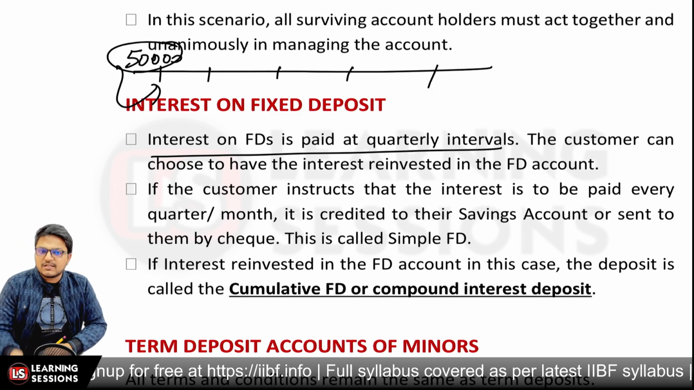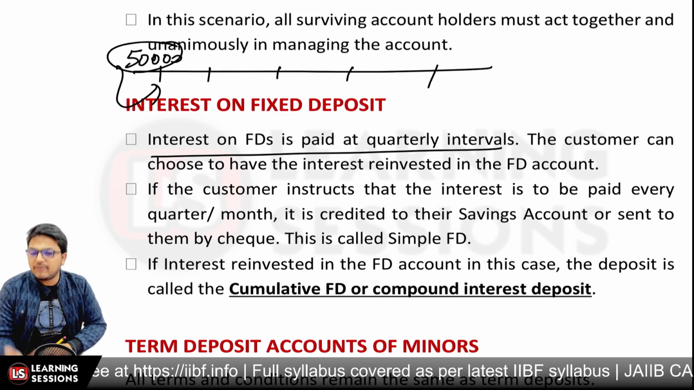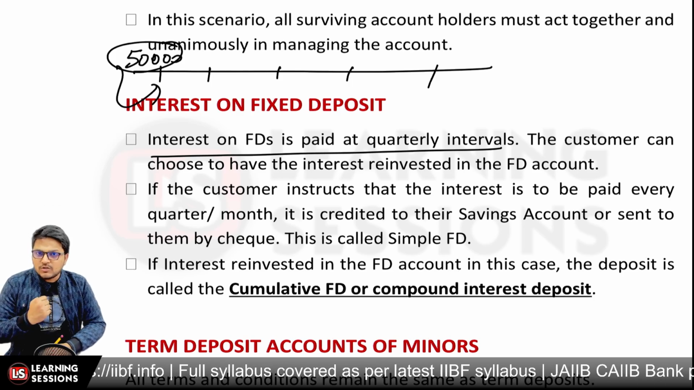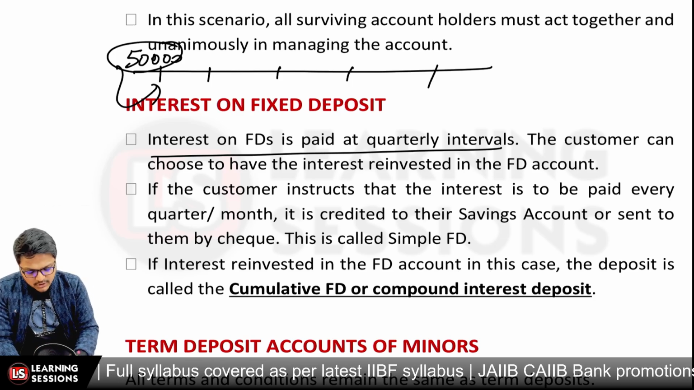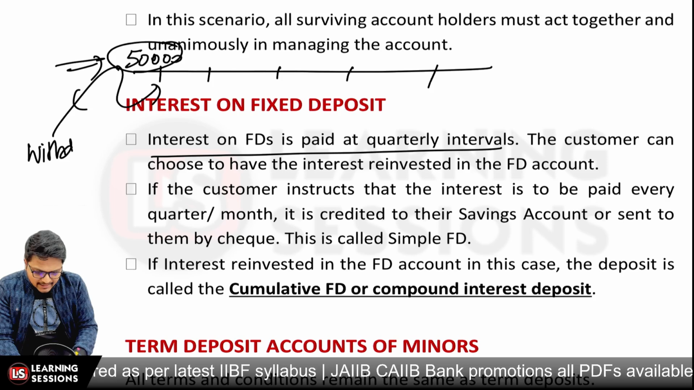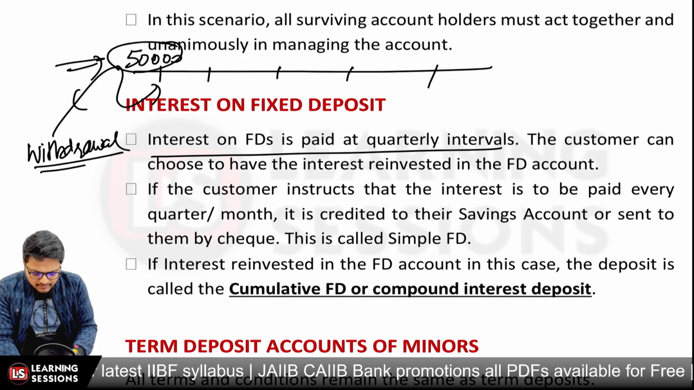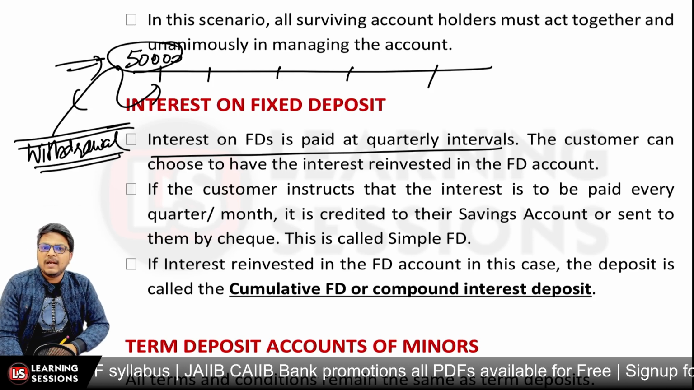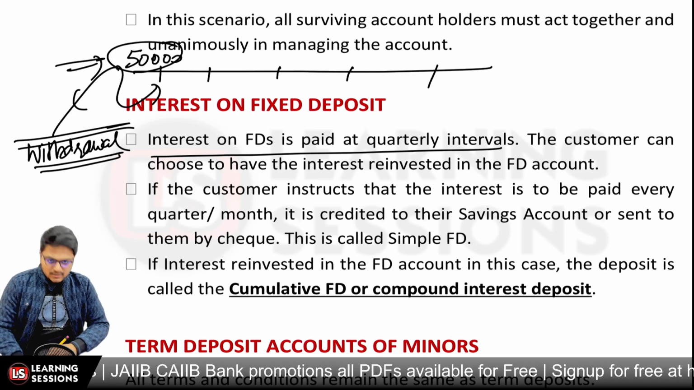itself. If you want to reinvest this amount, then it is said to be a cumulative FD or compound interest deposit. And if you do not wish to reinvest this amount and want to withdraw it, in that scenario it is said to be a simple FDR. Okay, so that's the case.